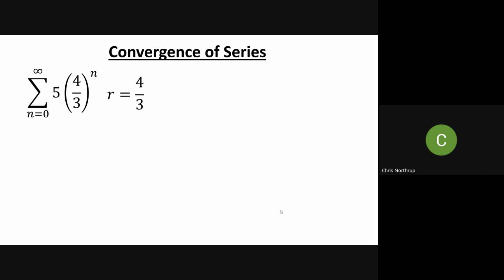I still have that 5, but my common ratio has changed. Its absolute value is bigger than or equal to 1, which means this is going to diverge. So that's your first test, the geometric series test. It's all about the common ratio.